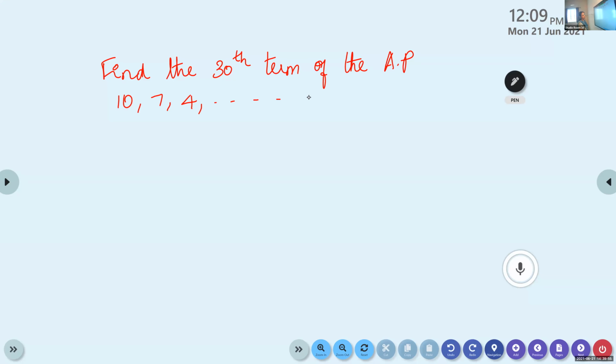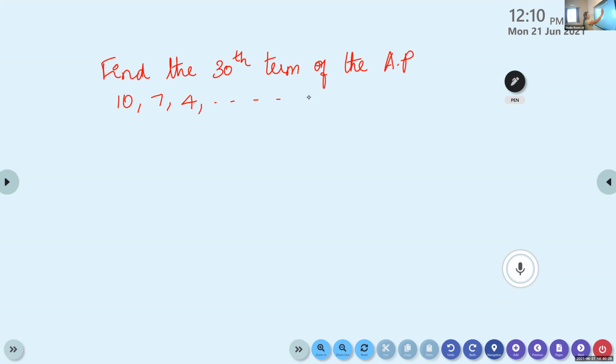So look at this AP. Looking at this AP, can you tell me, is it an increasing sequence or a decreasing one? Decreasing, isn't it? Yes, it is a decreasing sequence. Whenever the sequence is decreasing, what can you say about the common difference? It will be a negative number. Whenever it is a decreasing sequence, the common difference will be negative.